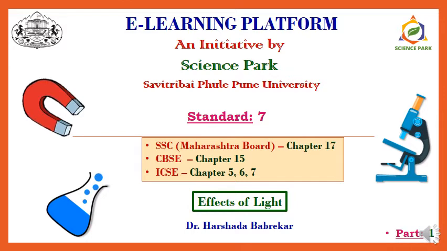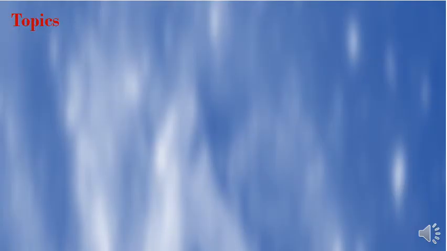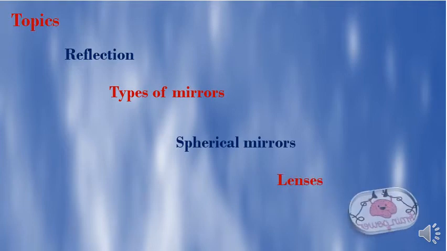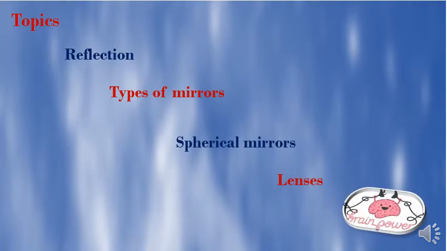This is for standard 7 and the topic is effects of light, from SSC board chapter number 17, CBSE 15, ICSE 567. The topics which we will be covering here are reflection, types of mirrors, then spherical mirrors, lenses, and then you are going to use your brain power.